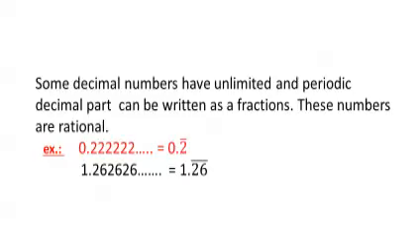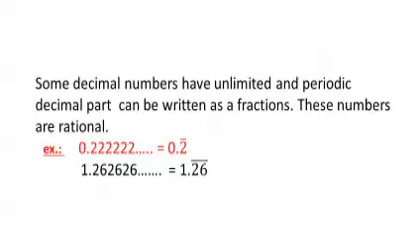Now, some decimal numbers, although they never end, as I said before, have something special in their decimal part. We call it a periodic decimal part. What's the meaning of periodic decimal part? It's a decimal part that has a specific number that's repeated. For example, 0.2222 is actually 0.2 bar.